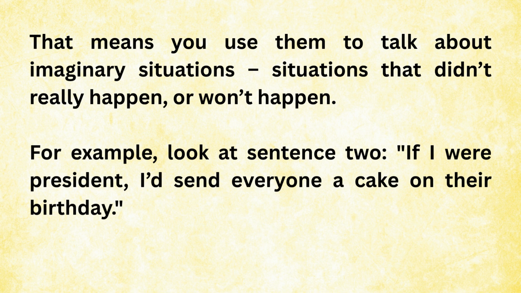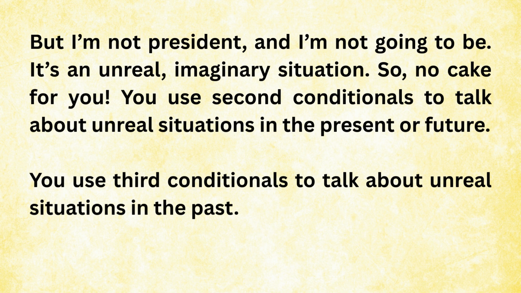For example, look at sentence 2. If I were president, I'd send everyone a cake on their birthday. But I'm not president, and I'm not going to be. It's an unreal, imaginary situation. So, no cake for you. You use second conditionals to talk about unreal situations in the present or future. You use third conditionals to talk about unreal situations in the past.